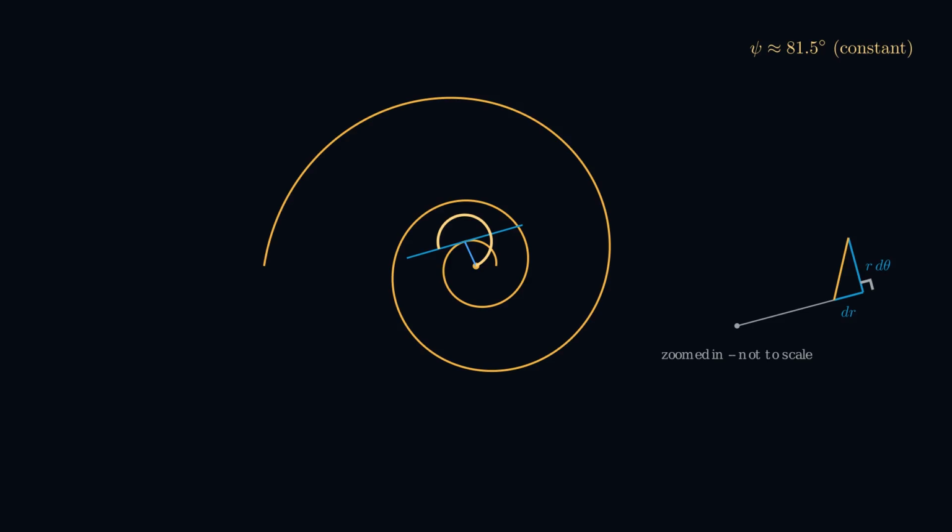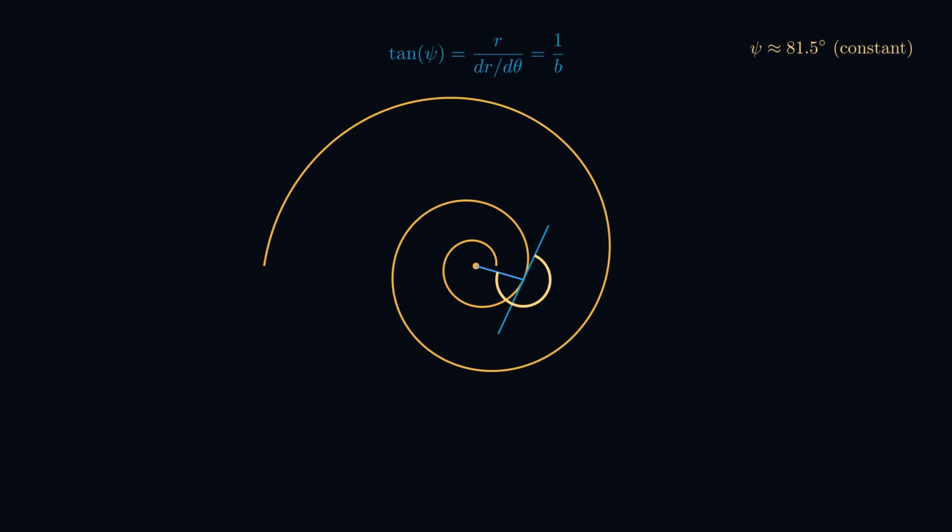So the angle between the curve and the radius, psi, has a tangent equal to opposite over adjacent, r d theta over dr. That's tan of psi equals r divided by the rate of change of r, which works out to a constant, 1 over b, no matter where on the spiral you measure. That's why the spiral is self-similar. Zoom in or out anywhere on it, and it looks identical, just rotated.